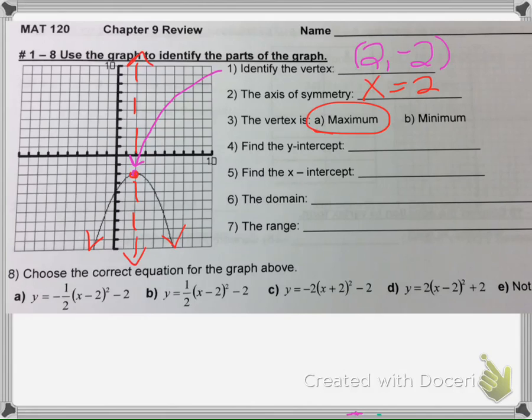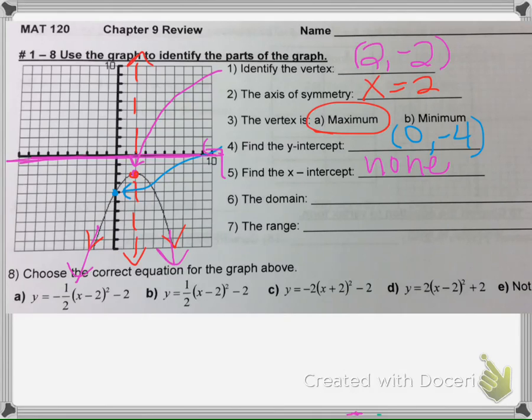We're asked to find the y-intercept, so that is where it crosses the y-axis. So it crosses the y-axis right here at this point. And that point would be 0, -4. The x-intercept, as you can see, it does not ever cross this x-axis right here. And the graph is going to keep going down, so we know it won't ever touch it. So there is none.